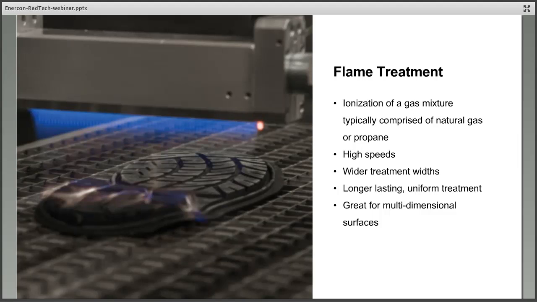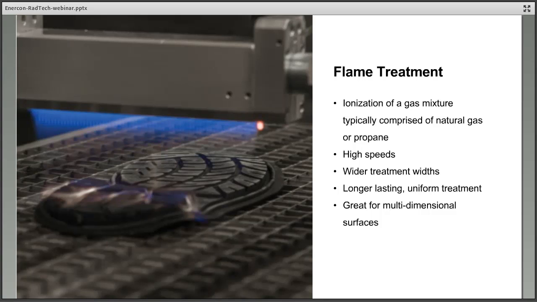And then the fourth and final type of atmospheric technology is what we call a flame treatment. It's an ionization of natural gas or propane. What you see is a very high velocity discharge coming out of the head. And there's a couple of really neat benefits to this type of technology. It can handle very high speeds. You literally can design this head into any width you want. There's really no limitation to it. It just increases in complexity, of course, when you get larger and larger.